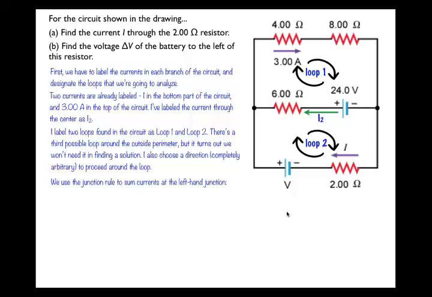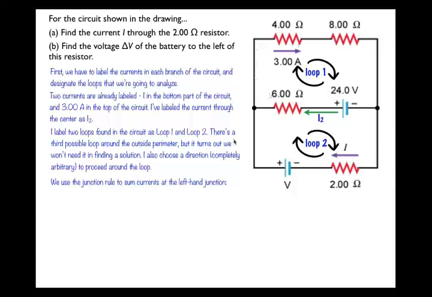I always tend to start with the junction rule, and I'm going to sum the currents at this left-hand junction. If you look at the diagram, current I flows through the 2 ohm resistor. It's in series with this battery, so the same amount of current has to go through this battery, and then it arrives coming into this junction. As I've diagrammed it, I2 also comes into this junction, and the 3 amp current leaves this junction.